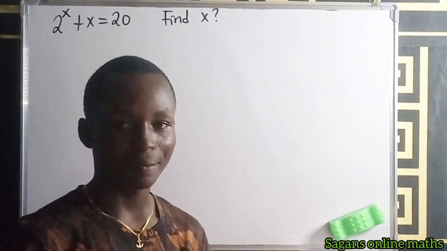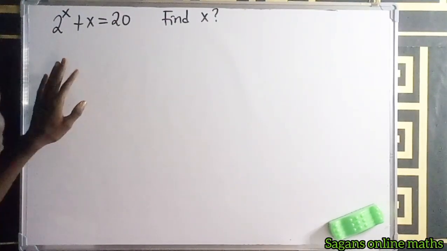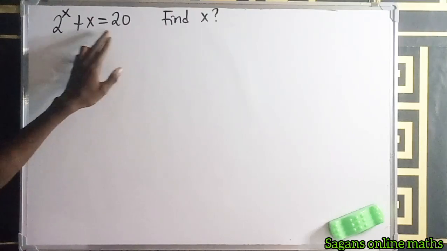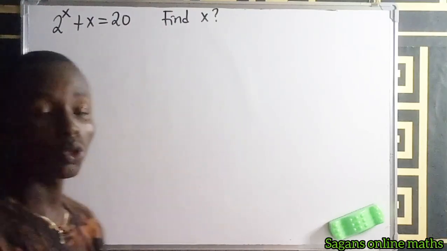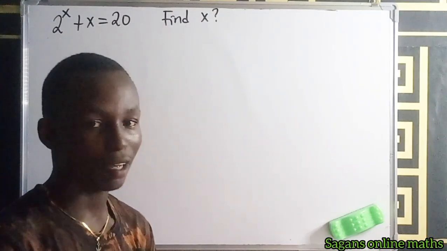Let's solve this question together. Now look at what you are given. We're given that 2 to the power of s plus s equals 20. Without solving this, we all know the value of s.